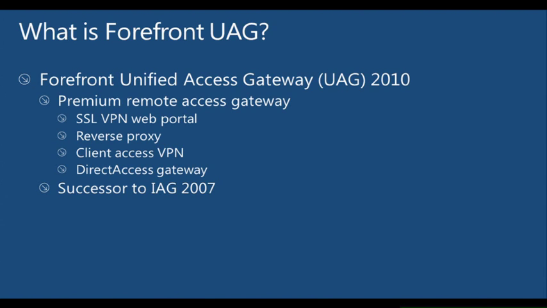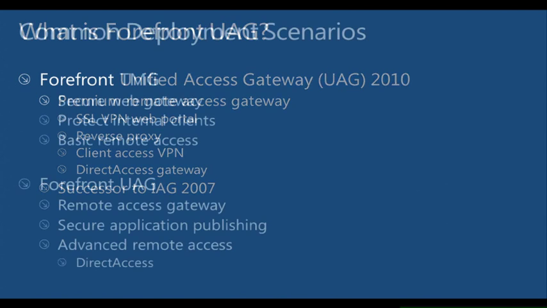The Forefront UAG 2010 product is the successor to Microsoft's IAG 2007, or Intelligent Application Gateway 2007. IAG itself was actually a product that was acquired by Microsoft from Whale Communications many years ago, and so it actually has a fairly long track record as well, but as far as a Microsoft product, this is just the second iteration of the solution by Microsoft.